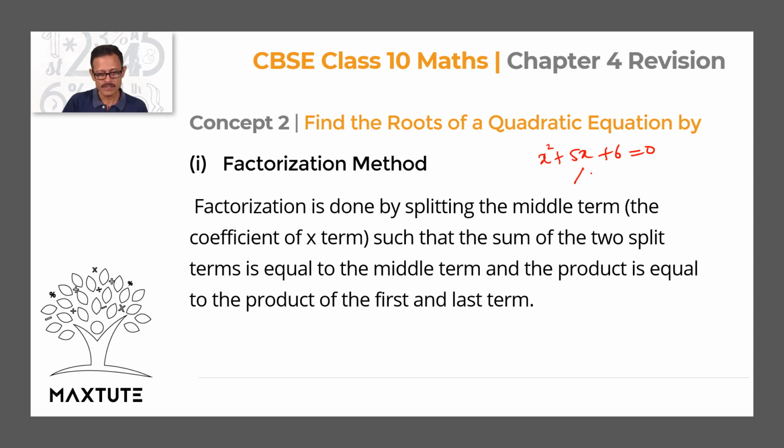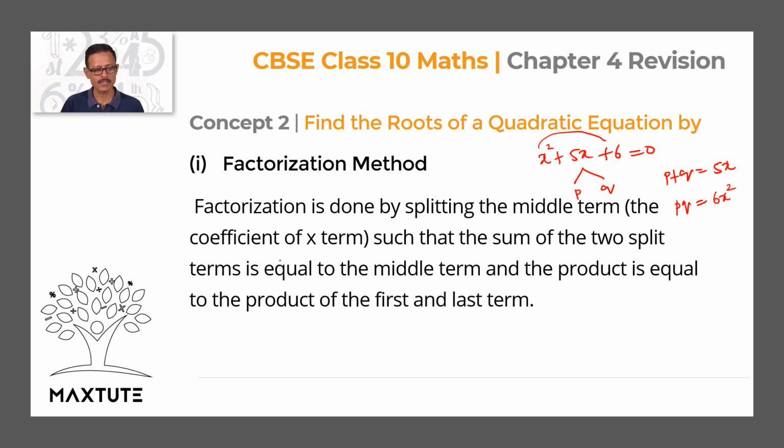So basically we're going to split this term 5x into 2 parts. Let's call those 2 parts p and q. So p plus q should be equal to this middle term. We are splitting it, and when we add those two, you should get the middle term. The product pq should be equal to the product of the first and the last term, which is 6x square.